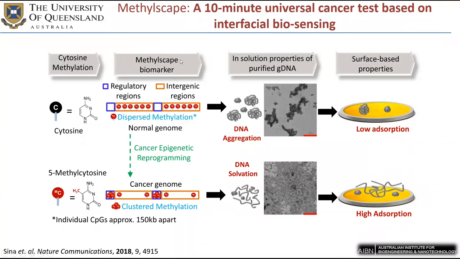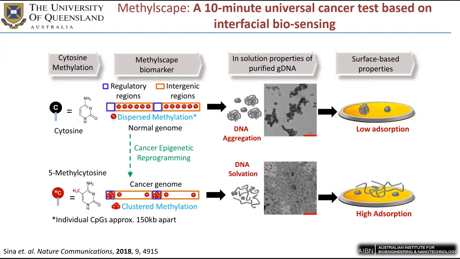And how the methylscape biomarker works: we know that in a normal genome, the regulatory regions, as I said before, are usually unmethylated to switch on the gene expression process. However, in a normal genome, the intergenic or long genomic regions are densely methylated. So a normal genome has very high methylation levels in its sequence. In case of cancer, a significant epigenetic reprogramming occurs. These regulatory regions become clustered and methylated, so the gene expression process becomes abnormal, but the long intergenic or long genomic regions become significantly demethylated. So there is a significant change in the methylation level and pattern during cancer.